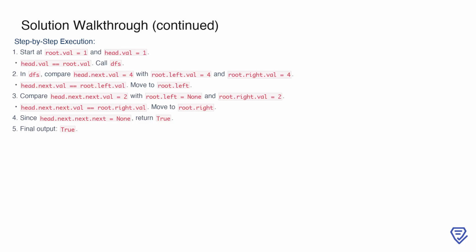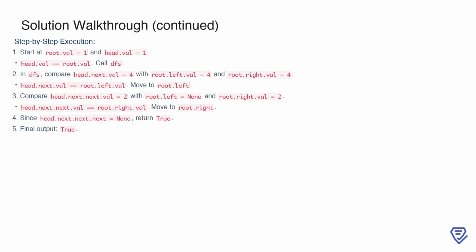Starting at the root of the tree, which has the value 1, we find a match with the head of the linked list. This allows us to invoke DFS to check the subsequent nodes. Within the DFS, we compare the next value in the linked list, 4, with the left and right children of the root. Both children have the value 4, so we choose the left child and proceed.